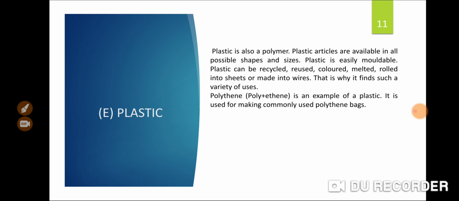Now, the plastic. Plastic is also a polymer. Plastic articles are available in all possible shapes and sizes. Plastic is easily moldable. Plastic can be recycled, reused, colored, melted, rolled into sheets, or made into wires. That is why it finds such a variety of uses.